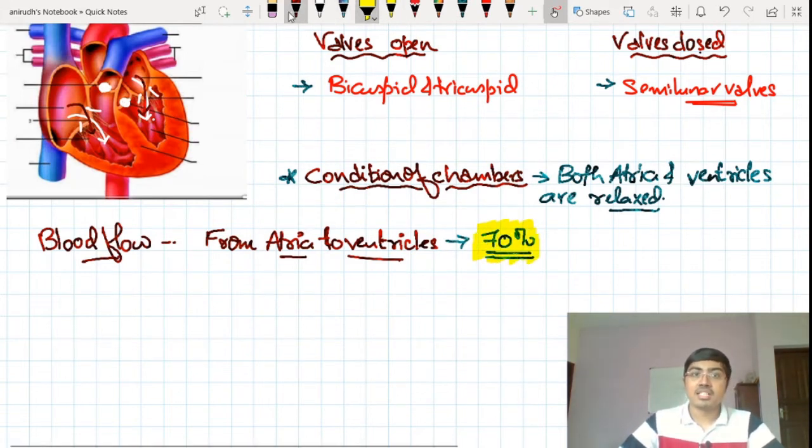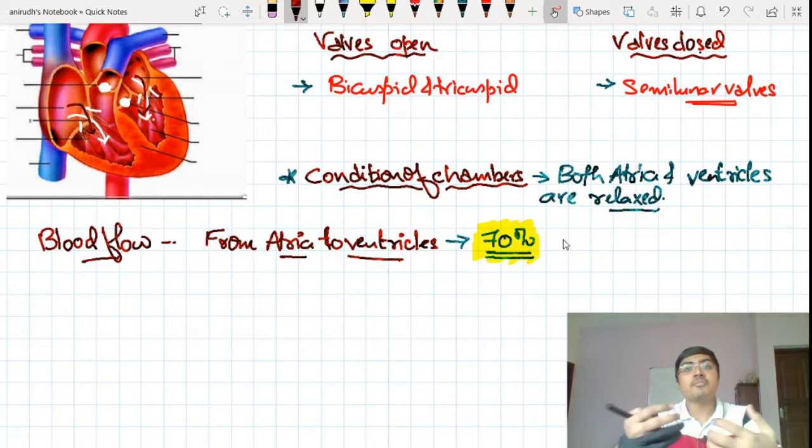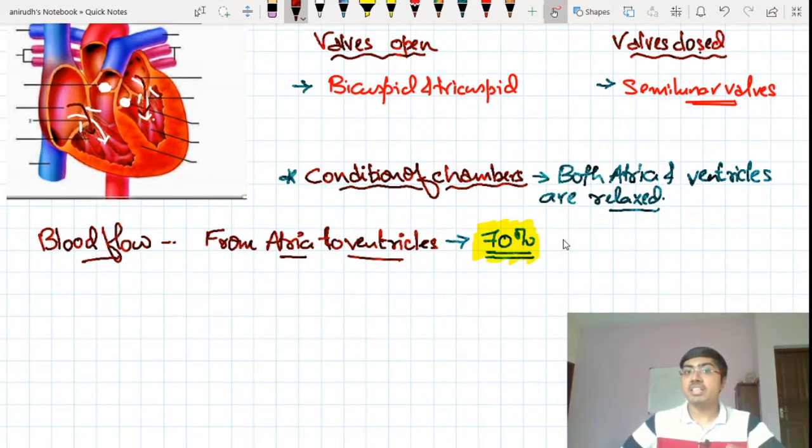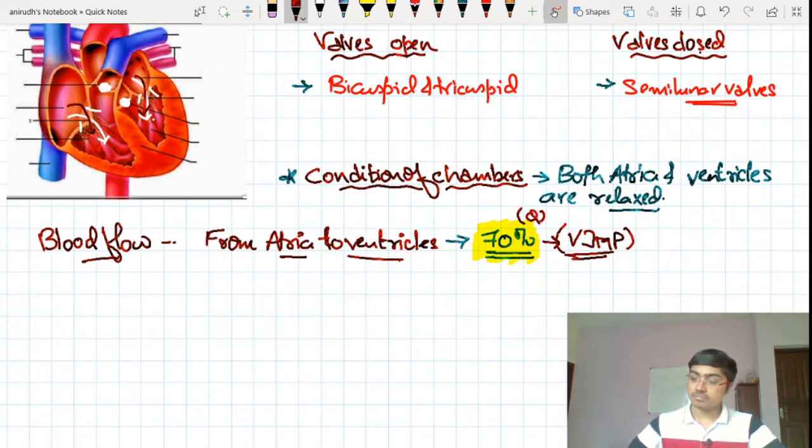They might ask you during which phase 70%, or the maximum amount of blood, goes to the ventricles. You should not answer atrial contraction, you should say joint diastole. The maximum amount of blood from atria to ventricle goes when the atria and ventricle are both relaxed, not when the atria is contracting. This is a very important and interesting feature that you are supposed to understand. This particular value can be asked as a question in the examination.